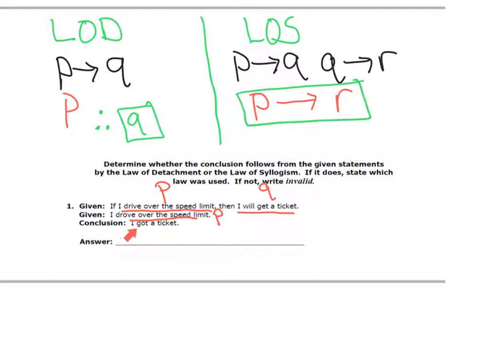So the conclusion that they're telling us is that I got a ticket. So here it says if I have P and Q, and then the P repeats, then the conclusion is Q. What's the conclusion here? I got a ticket. Here it is. I'll get a ticket. I got a ticket. So is this a valid conclusion? Yes. Which law was used? Law of detachment.